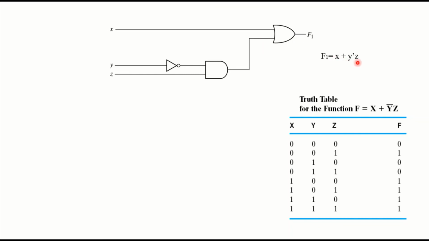So drawing this y bar z, we will take y and apply a NOT gate. After this NOT gate, we will get here y bar, and here we are having Z. So applying a two input AND gate, we will get y bar Z over here. So now we are having y bar Z over here and X over here. By ORing those terms, we will get F1 equal to X plus y bar Z.